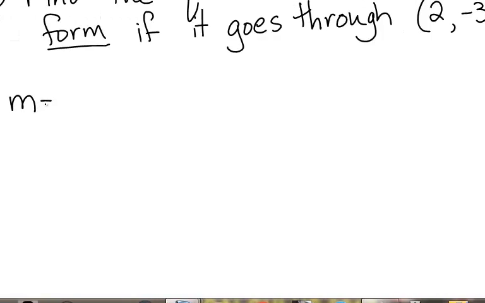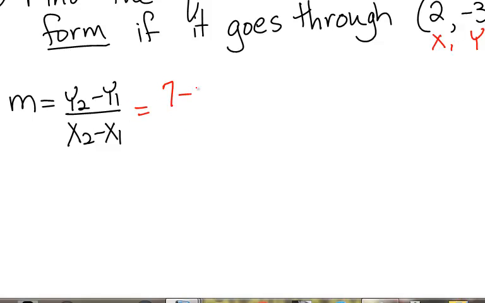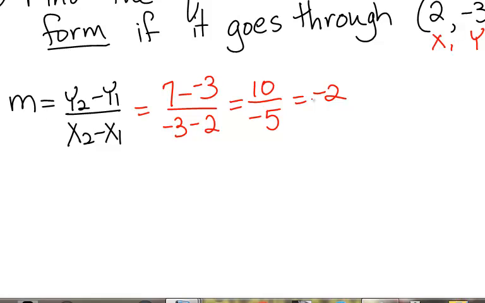You could also do it by the formula y sub 2 minus y sub 1 over x sub 2 minus x sub 1. I'm going to label this one x sub 1, y sub 1, x sub 2, y sub 2, and then fill in. You'd have 7 minus -3, check my arithmetic, and -3 minus 2. Right, minus a negative, be plus. So I get 10 over -5 would be -2 for the slope.